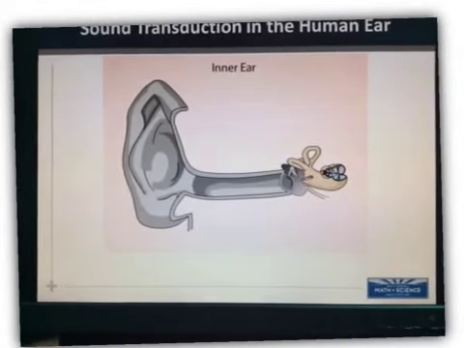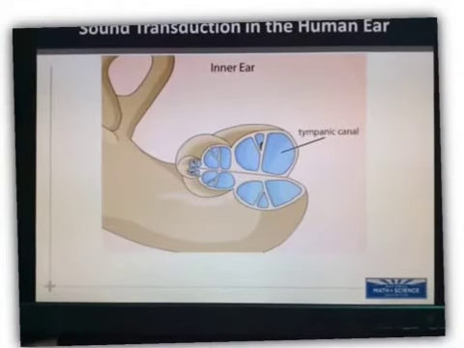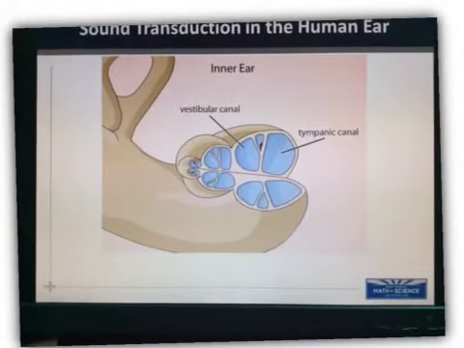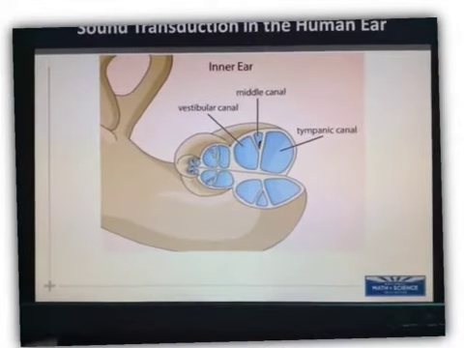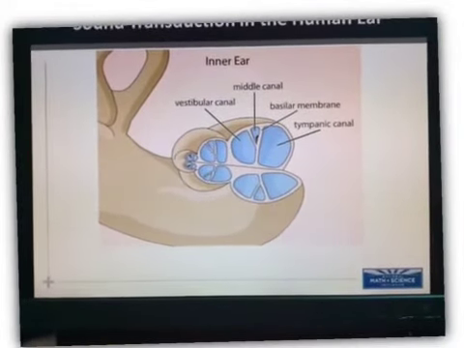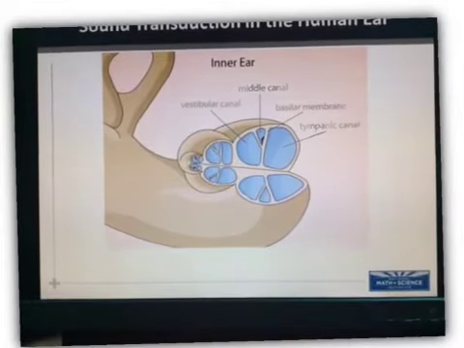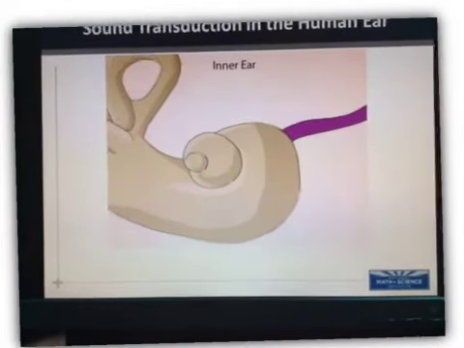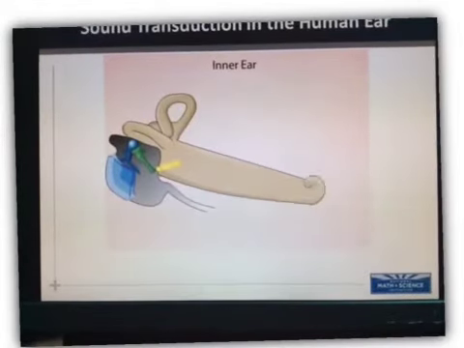Along the length of the cochlea are three parallel canals: the tympanic canal, the vestibular canal, and the middle canal. The principal elements for converting sounds into neural activity are found on the basilar membrane, a flexible structure that separates the tympanic canal from the middle canal. Let's take a closer look at the basilar membrane by unrolling the cochlea and peering inside.